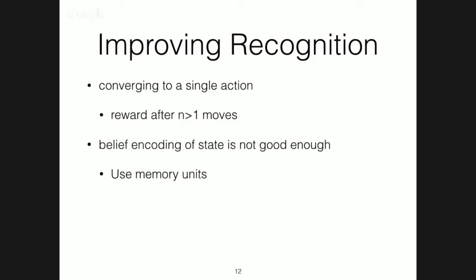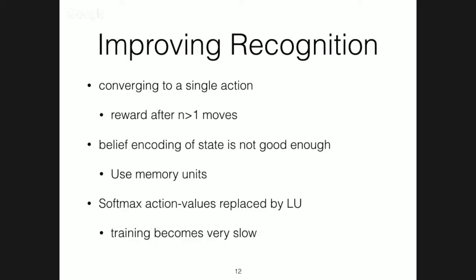One idea is that maybe the belief encoding is not a good idea, because I'm not doing an explicit memory accumulation of evidence. So maybe if I use some memory units, that would help with the reinforcement learning part. The action values are calculated by the softmax, and that kind of helps with the convergence, but ultimately it converges to one action. If I replace that with a linear unit instead of softmax, that might help, but when I tried that, the training becomes very slow. It doesn't converge.